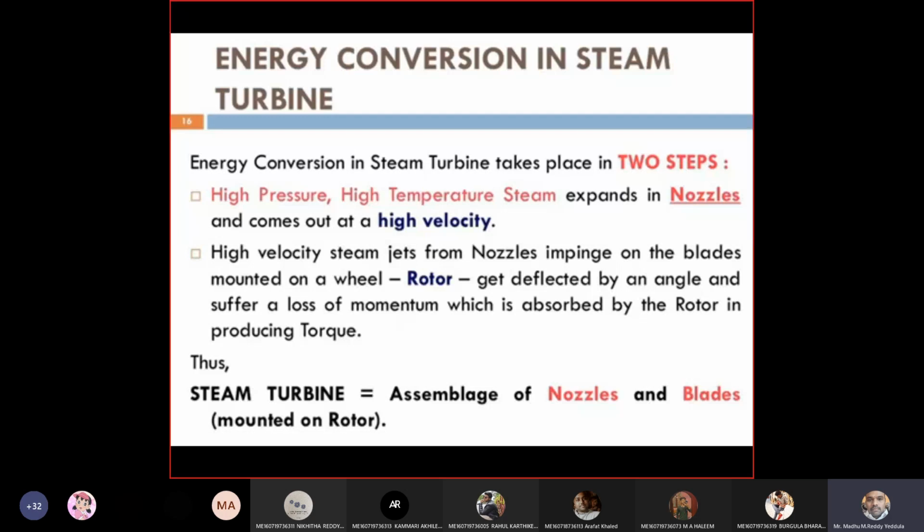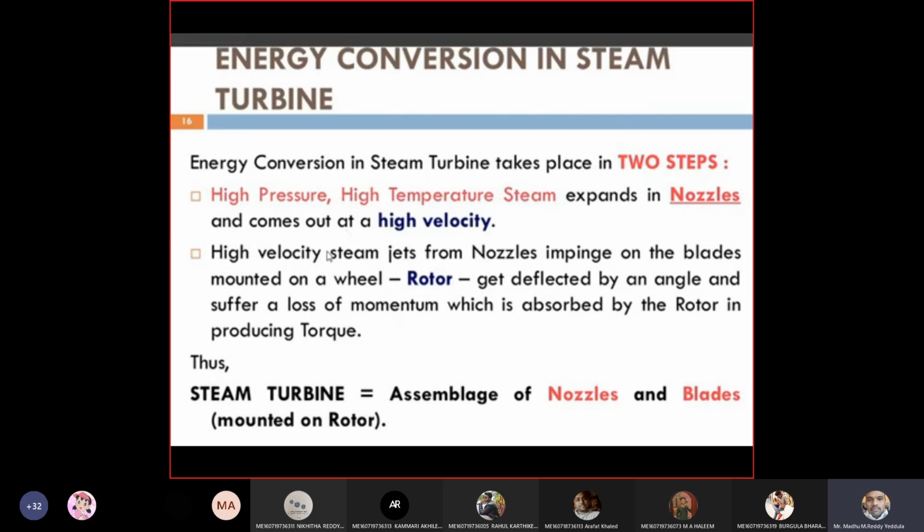As we know, we are going to expand the steam in the turbine, right? So before expanding the steam in the turbine, first it should pass through the nozzle. There the first expansion is going to take place. So in the nozzle, the steam is going to expand. During this process, the pressure drop or enthalpy drop of the steam takes place. This enthalpy drop is converted into kinetic energy.